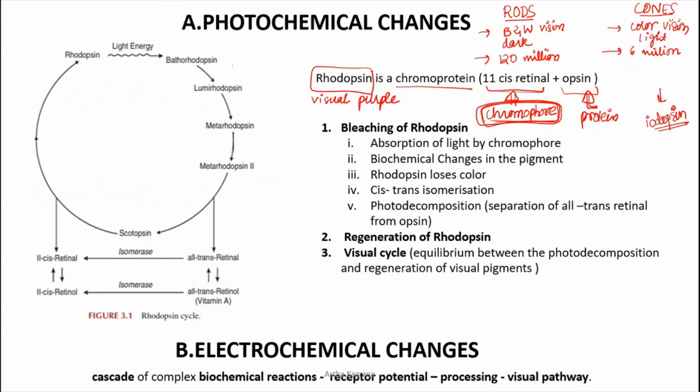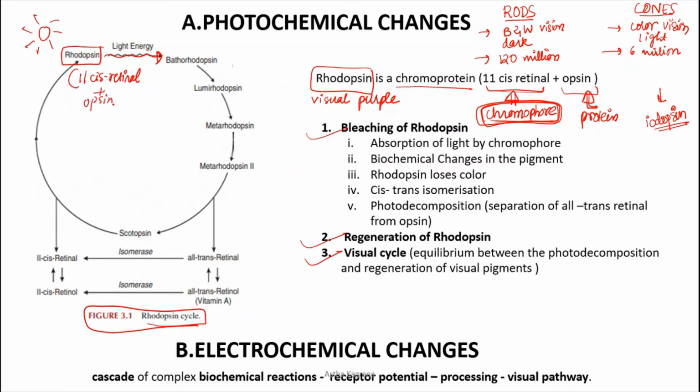Now let us move on to the rhodopsin cycle. The steps involved in the photochemical changes are bleaching of rhodopsin, regeneration of rhodopsin, and visual cycle. Now come to the cycle on the left hand side. What happens firstly when light falls on the retina: the rhodopsin inside the rods will absorb the light energy. It consists of firstly 11-cis retinal plus opsin.